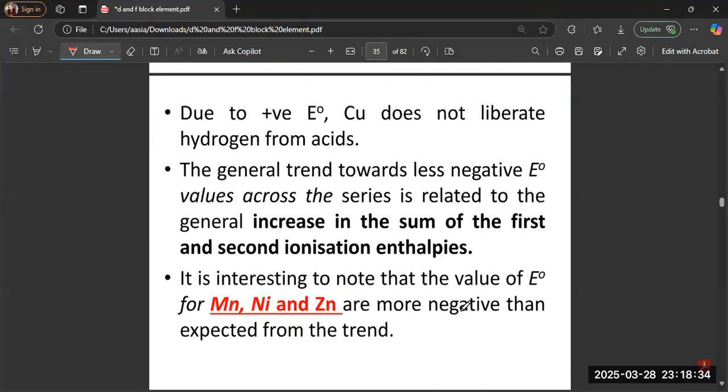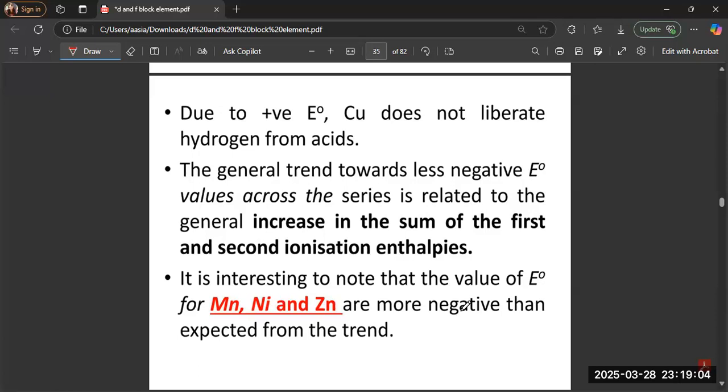So due to the positive electrode potential, the copper doesn't liberate hydrogen from acids. Remember that, right? Because the electrode potential of copper is positive, due to which it doesn't liberate hydrogen from acids. And the general trend toward less negative electrode potential values across the series is related to the general increase in the sum of the first and second ionization enthalpy.